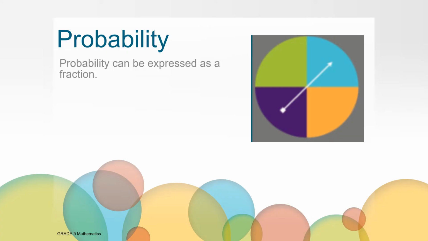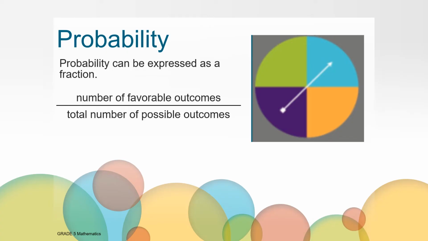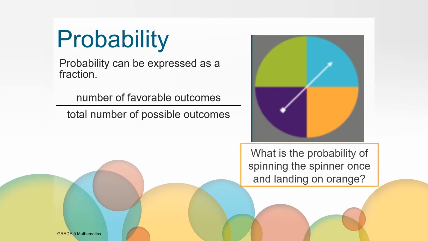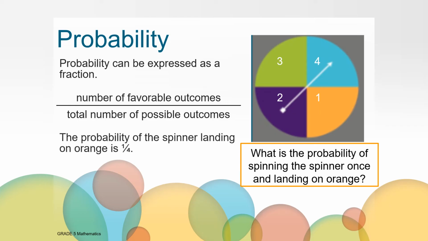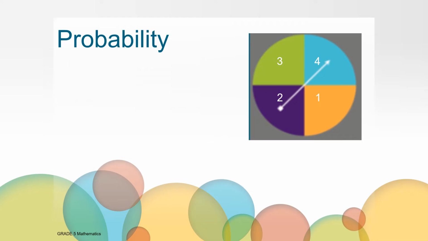Probability can also be expressed as a fraction. The numerator is the number of favorable outcomes, and the denominator is the total number of possible outcomes. In the question just posed, what is the probability of spinning the spinner once and landing on orange? The number of favorable outcomes would be the number of orange sections, which is 1. And the total number of possible outcomes would be the total number of sections, including the orange section. 1, 2, 3, 4. So in this example, the probability of landing on orange is 1/4, or 1 out of 4.